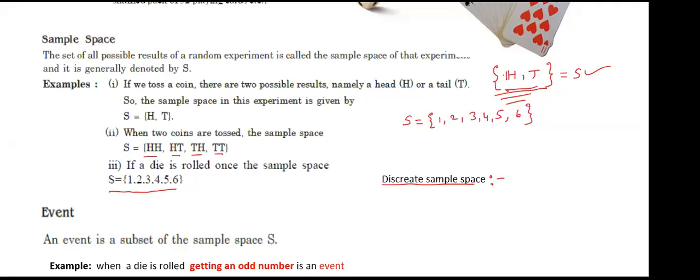So what is a discrete sample space? The sample space S is a finite set. Finite set means it is countable. If the sample space S is a finite set, then we will say that the sample space is a discrete sample space. If the sample space is infinite, we will say it is a continuous sample space.